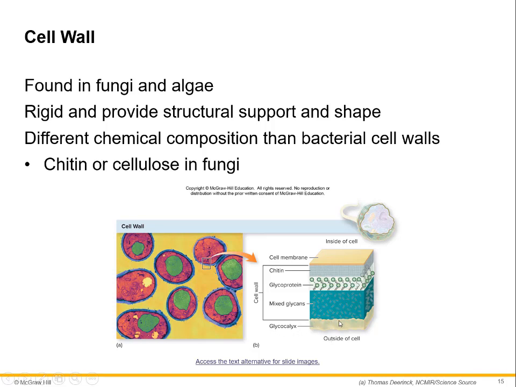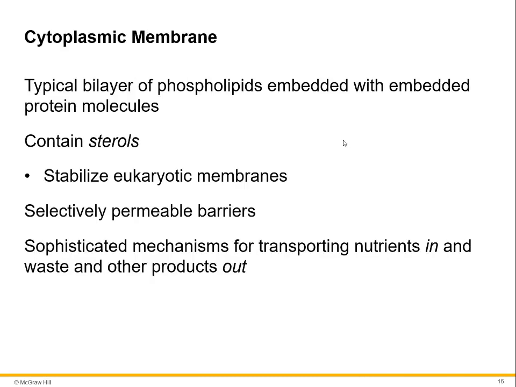From the outside, the outermost boundary is the glycocalyx, and then you have the cell wall, and then you have the cell membrane. And so it's made up of chitin and mixed glycans and glycoproteins, so sugars, polysaccharides, basically. But different than usually the algae. The algae are typically cellulose. And that is different than bacteria cell walls, which consist of peptidoglycans. So they have a different composition than the bacteria cell walls.